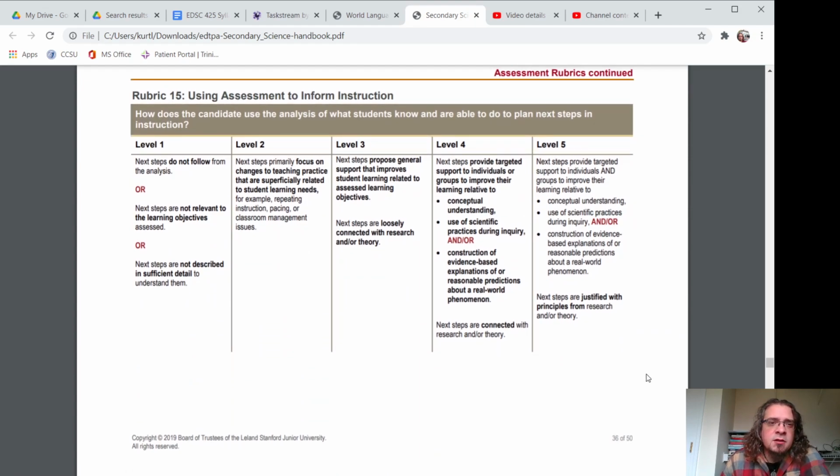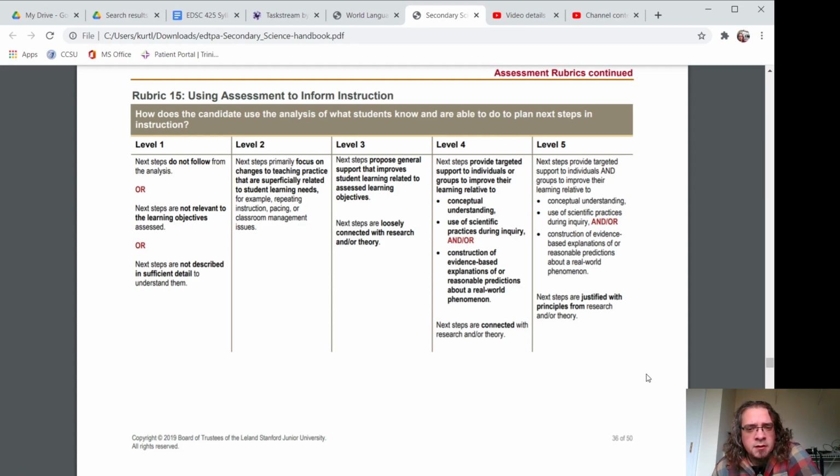And last but not least, using assessment to inform instruction. How does a candidate use the analysis of what students know and are able to do to plan next steps in instruction? This is not slogging through things anymore. This is what we do, right? This is a core aspect of teaching. So level 3: next steps propose general support that improves student learning related to the assessed learning objectives, and next steps are loosely connected with research and theory.